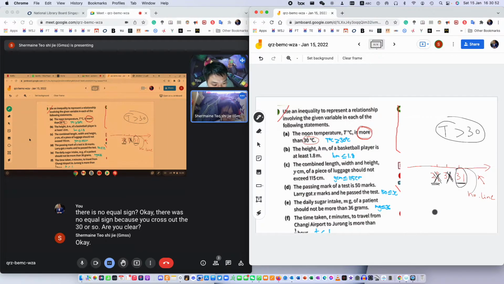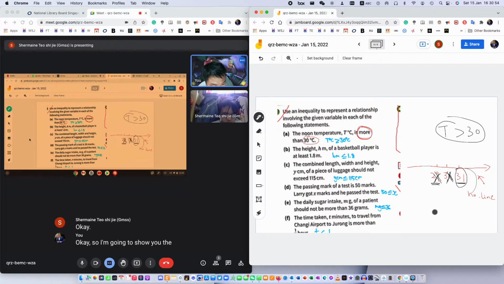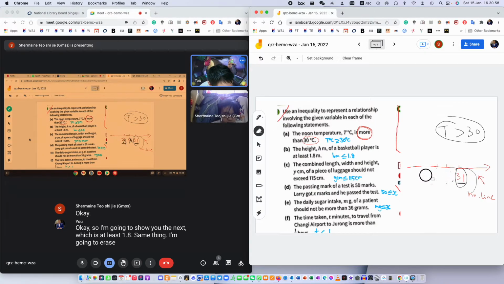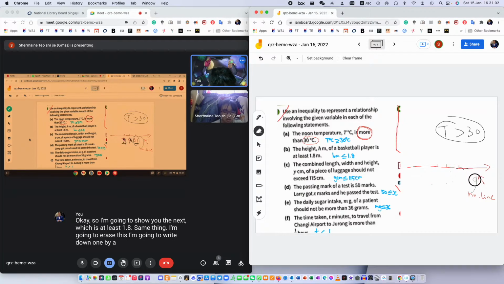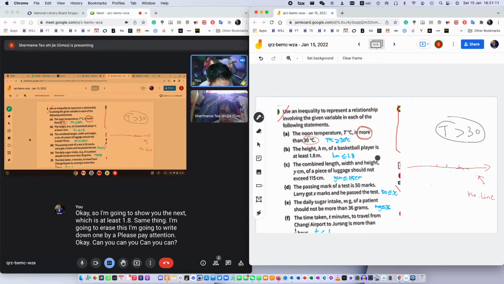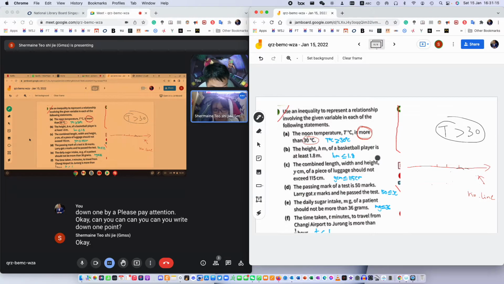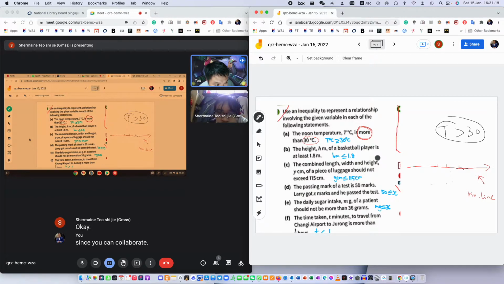Okay, so I'm going to show you the next, which is at least 1.8. Same thing. I'm going to erase this. I'm going to write down 1.8. Please pay attention. Can you write down 1.8? Since you can collaborate, you can write on this as well.